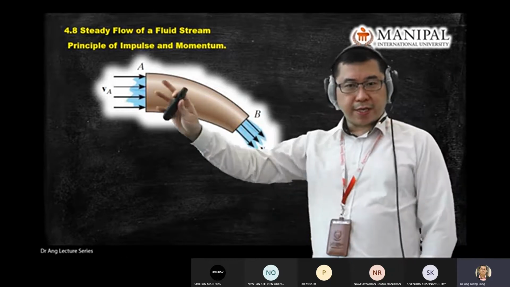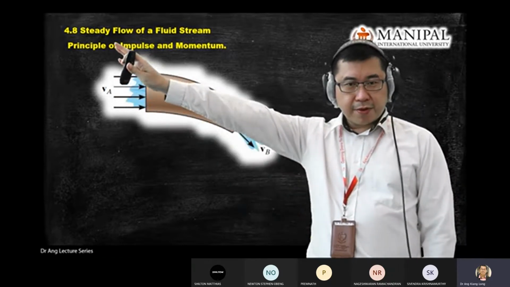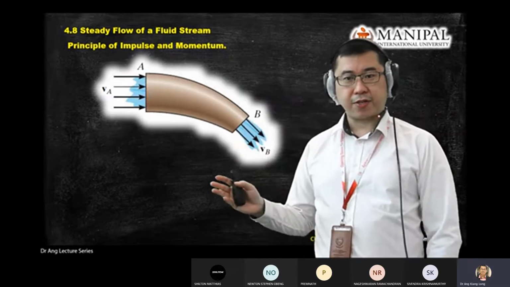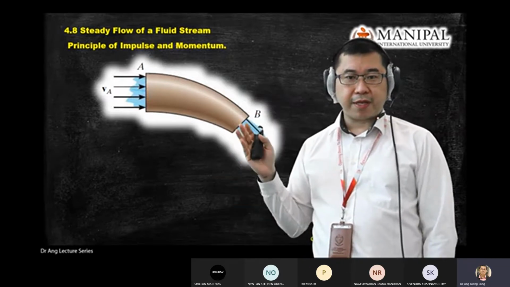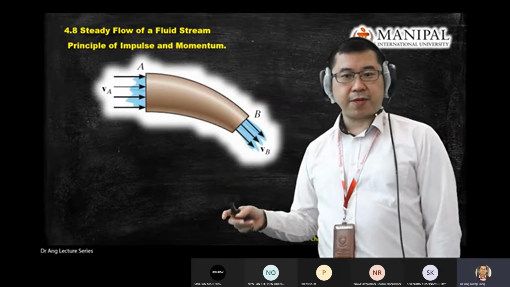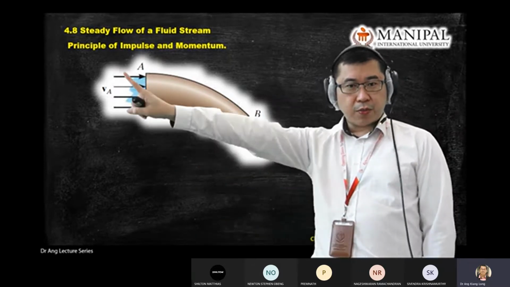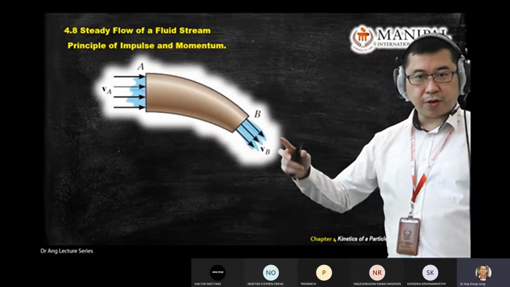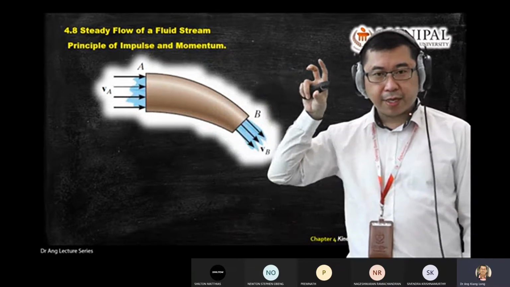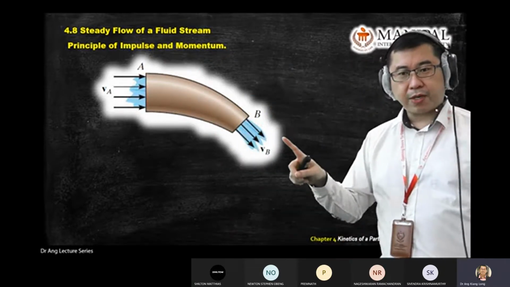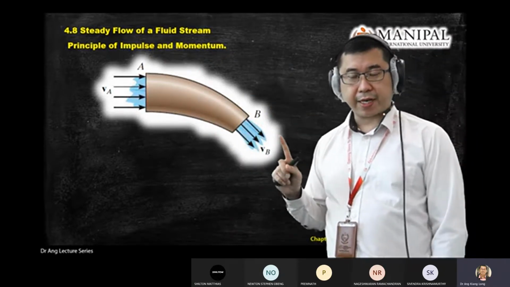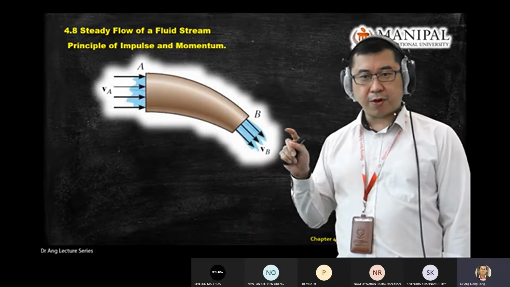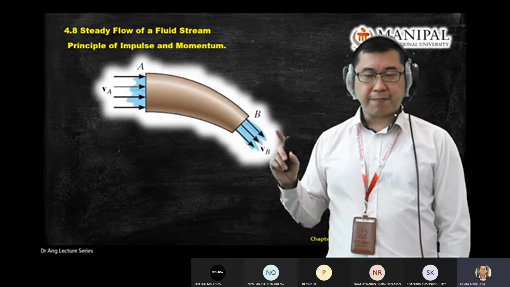So what is 4.8, steady flow of a fluid stream? This one you'll see when you study fluid mechanics in coming years. You will look into the principle of impulse and momentum. Again, you apply the principle of impulse and momentum in the fluid stream, but when you take fluid mechanics later, you will look into more complex mathematics. But the concept is still the same.